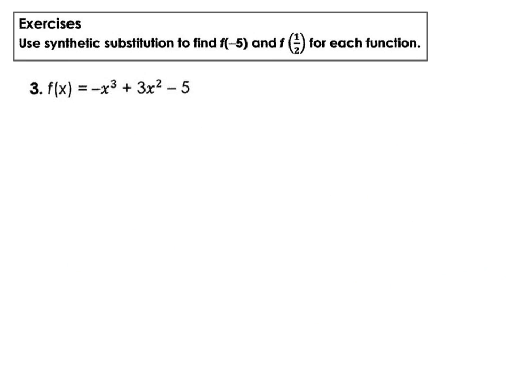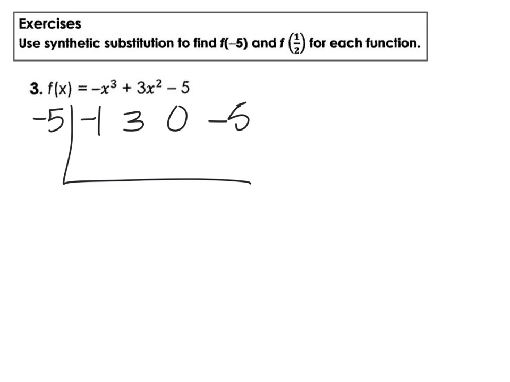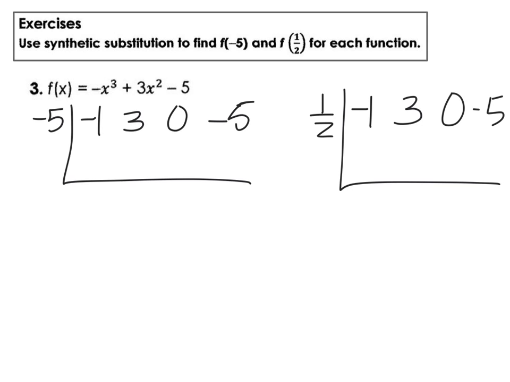All right, number 3. I just want to do one more example with you on these, especially because there are fractions with this one, and I want you to get some practice and see how these are done. So number 3, set up our synthetic substitution with negative 5 and 1/2. We've got negative 5 on this side. Our coefficients are negative 1, 3. Don't forget that placeholder 0 because we skip over our x term, and negative 5. Our other synthetic substitution, 1/2. And then we're going to have the same numbers in the box. So negative 1, 3, 0, and negative 5.